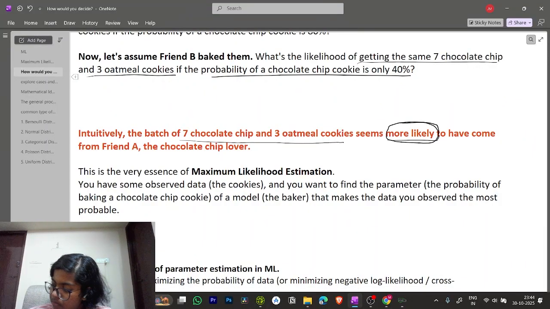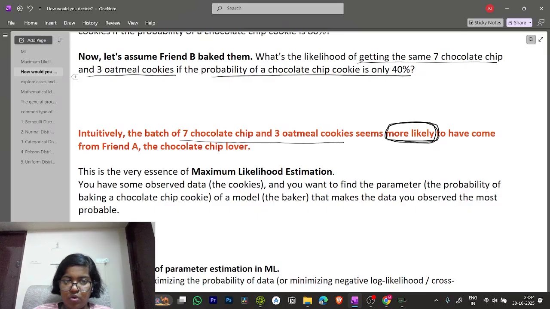This is the word that is to be noted. More likely to have come from friend A, who's a chocolate chip lover. I'm not saying that A made it. I'm saying that it is more likely that A made it than B. So this is the concept of maximum likelihood estimation. I am estimating the maximum likelihood of an event to have occurred.